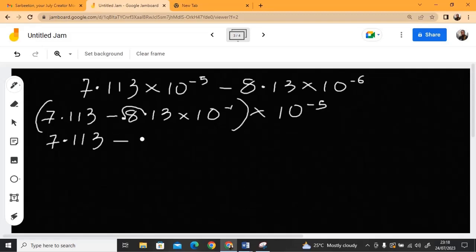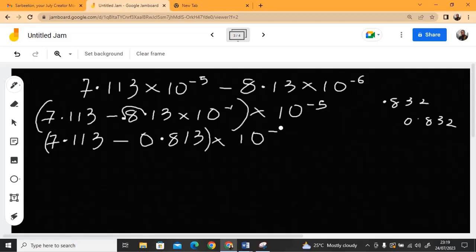So what you have, you now have what? If you have 0.832, it means 0.832. That's what it means. So it means this one now, when you take this point here, you have 0.813. So your answer will be what? 0.813, right? When you close it, times what? Times 10 raised to the power what? 10 raised to the power minus 5.